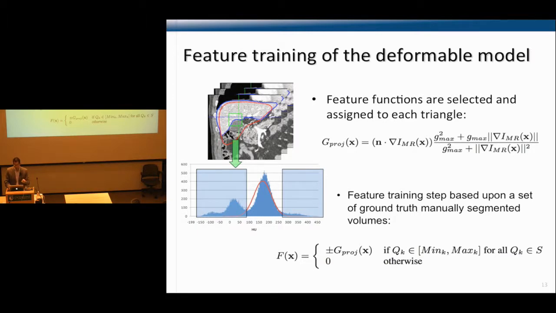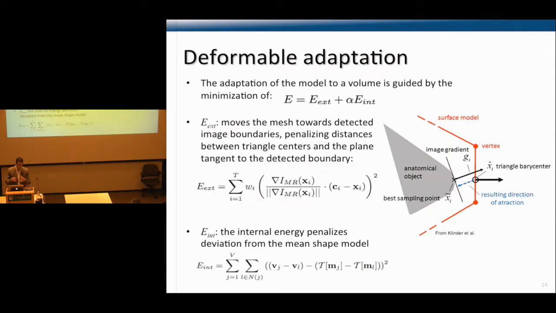So we train this offline, and once we have a new case coming in, we input that MR image into the process, and it will launch the formal adaptation of that mesh, trying to minimize a cost function which will try to attract the mesh to the optimal boundary. So this is the search strategy that we adopt.